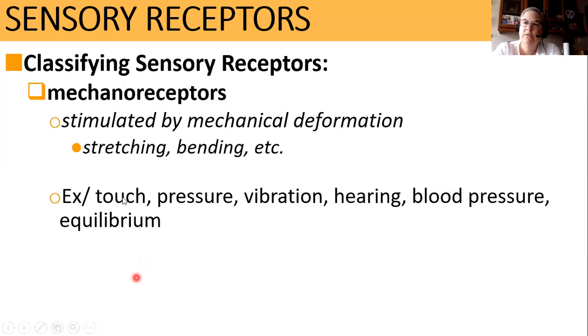There we go. So sense of touch, right? We're going to deform cells. Pressure, we talked about that. Vibration. Hearing. Ooh, weird. You think hearing is sound energy, but it's not. Hearing receptors are mechanoreceptors. What we have is hair cells in our inner ear, and we'll talk about this later.